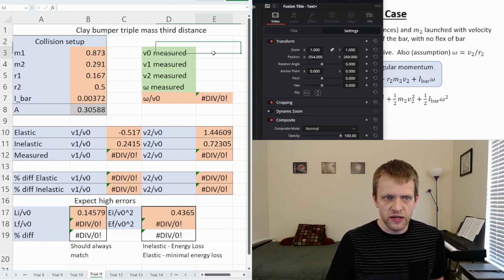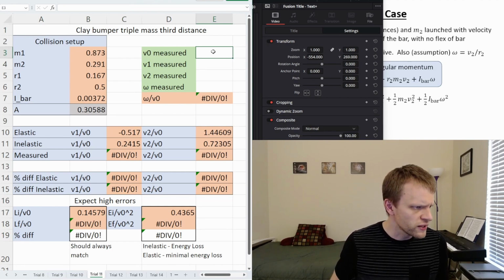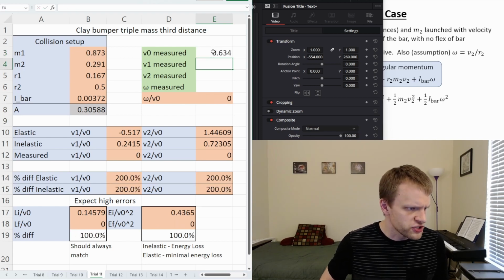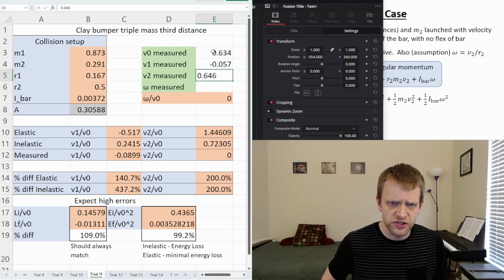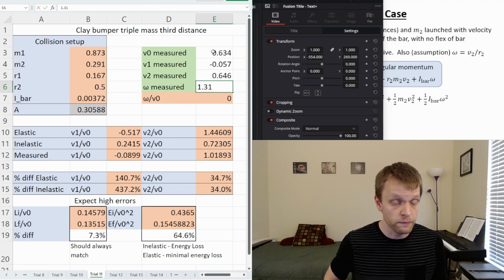What about using the clay bumpers? So this was trial 11. For trial 11, the initial velocity was 0.634. Final velocity of cart 1 was negative 0.057. Cart 2 is 0.646, and that angular velocity was 1.31.